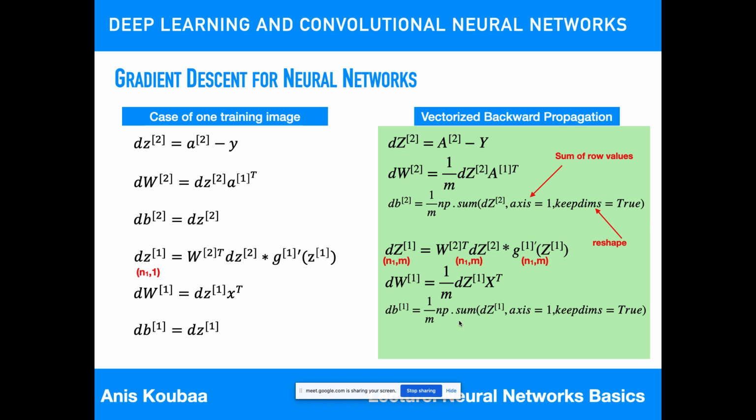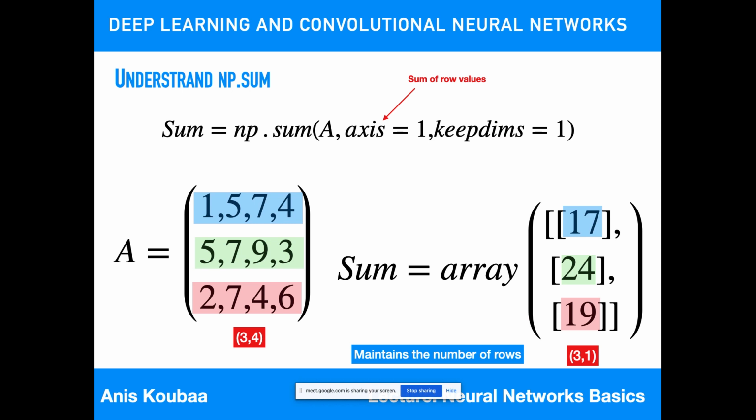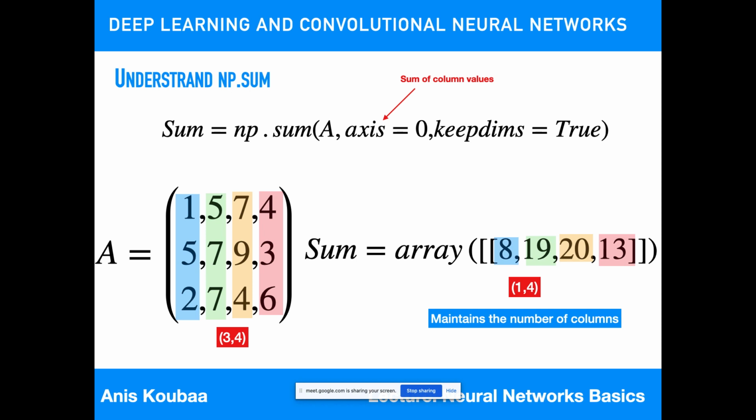Clear? But did we keep the dimensions? Yes, here keep dims should be equal to true. Yes, they should be equal to true. In any case, in the assignment, it will tell you to use keep dims equal to true. But now you understand why. Okay, you can go back to this slide to understand how it works. And this is, for example, axis equal to 0 and keep dims equal to true. Here you will maintain the same number of columns because we have made the sum over the columns.